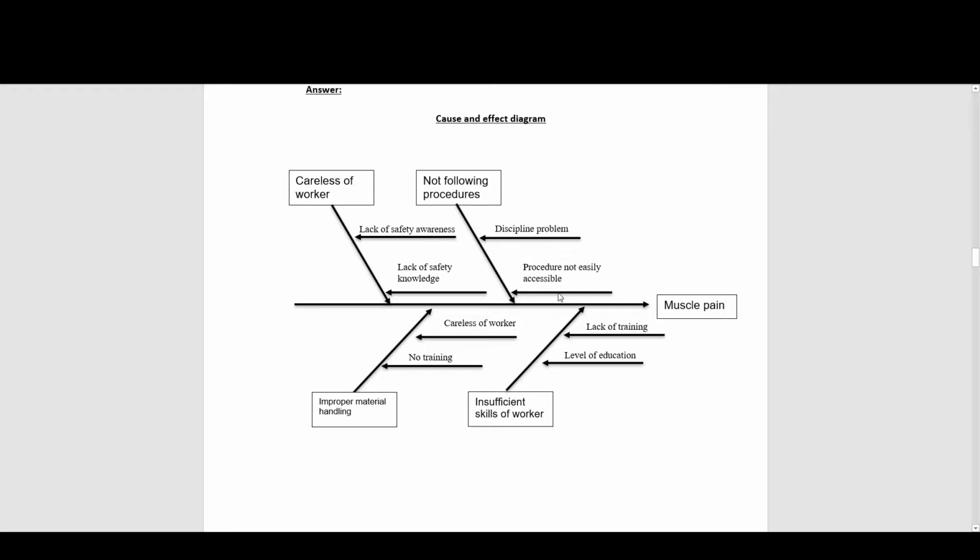Then improper material handling, which could be because they do not have enough training, so they couldn't handle items properly, or the workers are very careless. Next, insufficient skill of workers, maybe because their level of education is low, so they're not skillful enough, or maybe they attend fewer trainings, so they don't have enough skill.